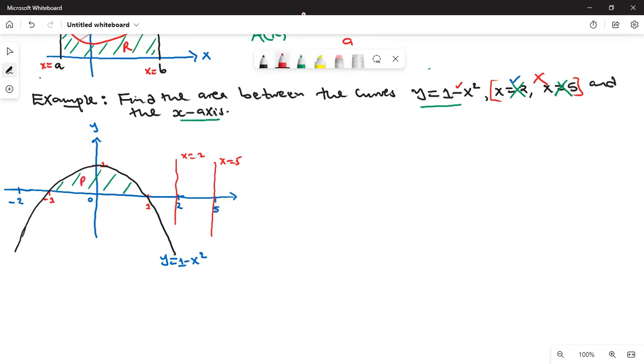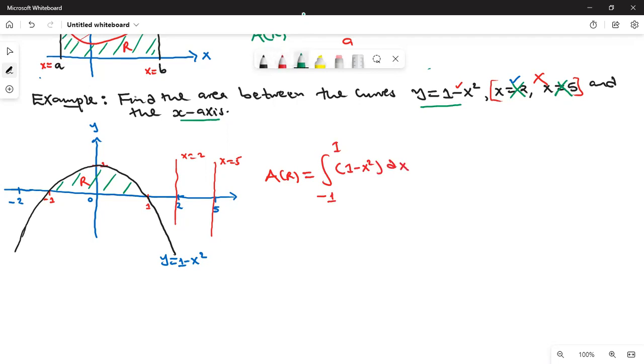Call it R. And now, how do you get that area? So the area of the region R is equal to the integral from negative 1 to 1 of the function 1 minus x squared dx.